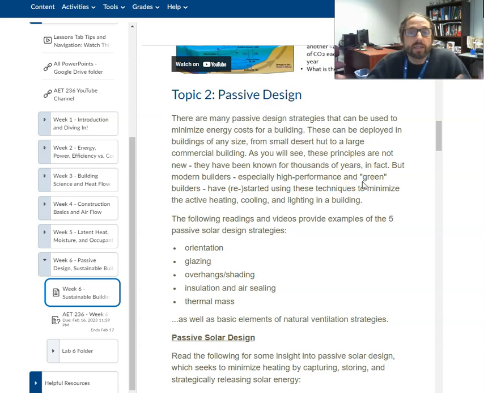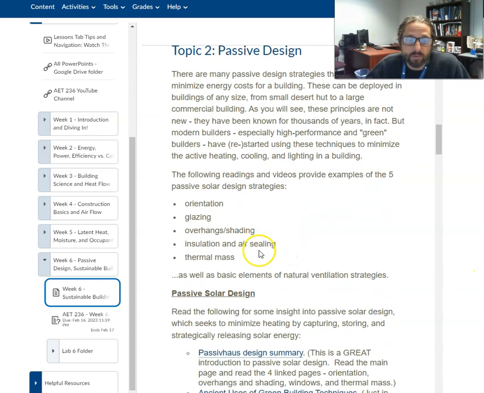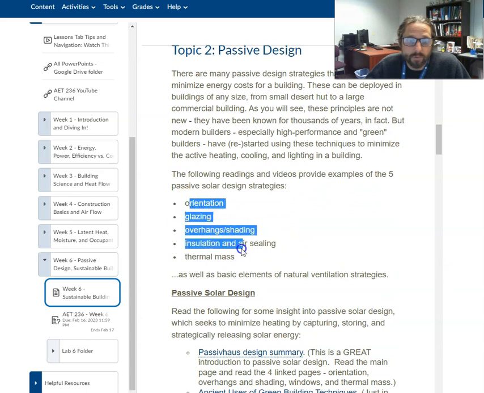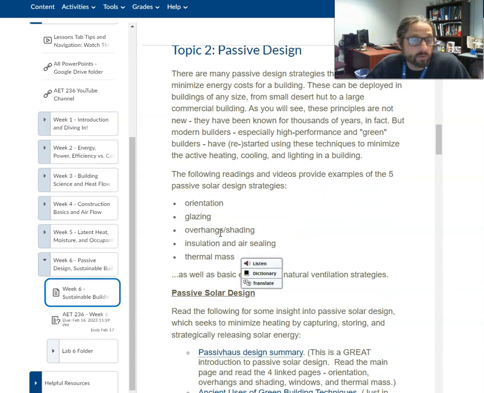Passive refers to a building that utilizes the natural environment that surrounds it to minimize its energy use. That's what passive design is. There are some basic principles, which hopefully for those of you in the buildings sector, especially architecture, are really important. I hope you design buildings that integrate these passive design principles.